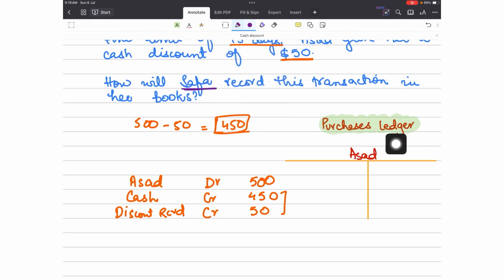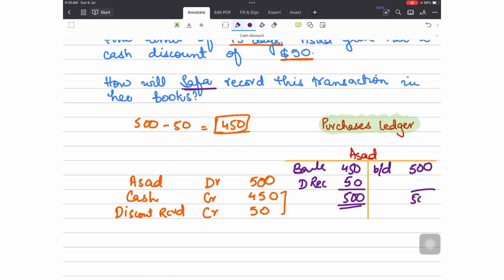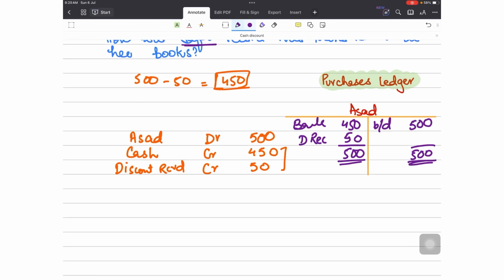If I make his T account in the purchases ledger of Safa, the supplier's account will be shown in the purchases ledger, right? And she owed him at the beginning $500, but she paid only $450 because she availed a discount, which will be called discount received, of $50. Now she doesn't owe him anything in future. That is how we make the double entry for discount received.